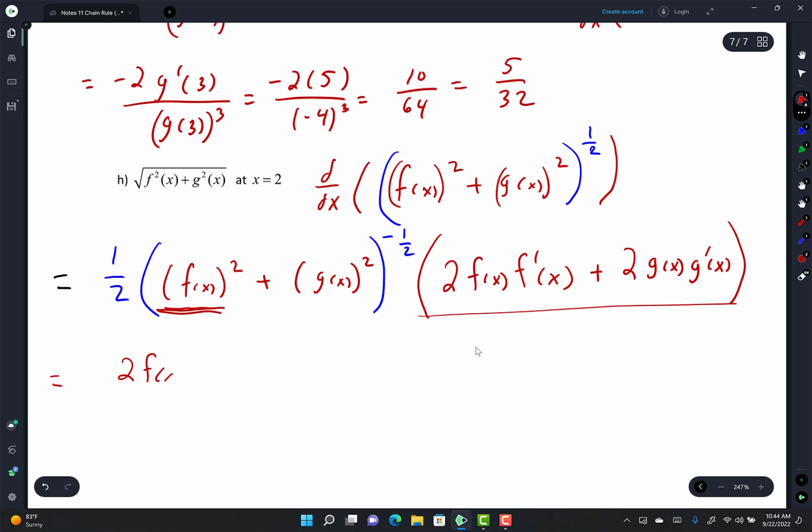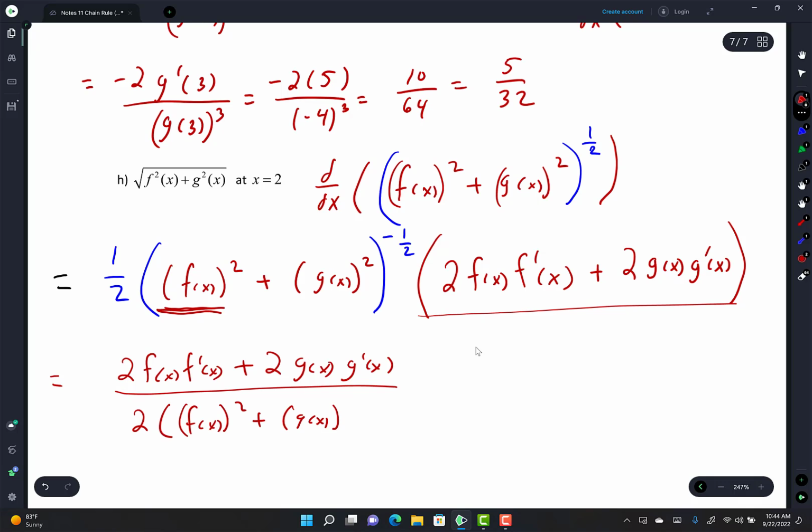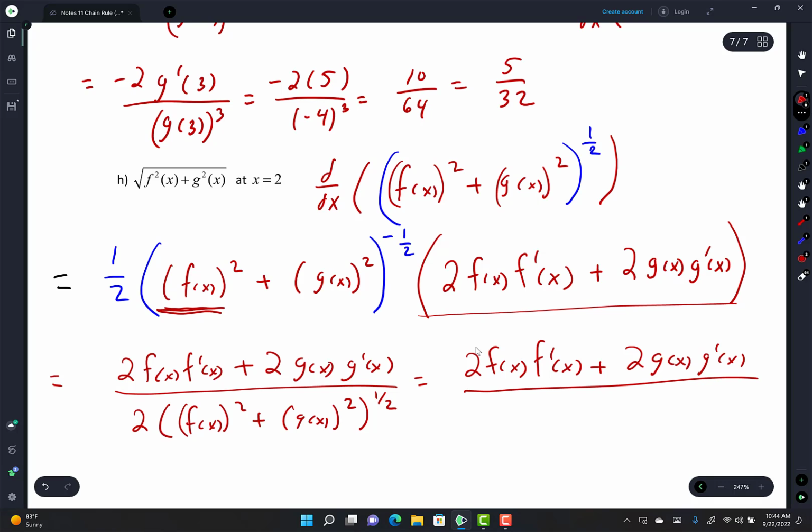2 f of x, f prime of x, plus 2 g of x, g prime of x, over 2 parenthesis f of x squared plus g of x squared, close it to the 1/2. And now that 1/2, remember, means square root. So I'm going to rewrite it like this. 2 f of x, f prime of x, plus 2 g of x, g prime of x, over 2 square root f of x squared plus g of x squared.